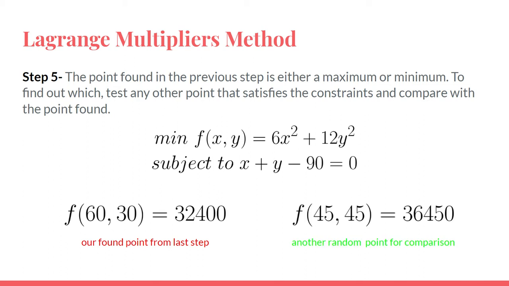We then take another random point for comparison. This point must satisfy our constraint. So we can take, for example, (45, 45). f of (45, 45) is equal to 36,450.